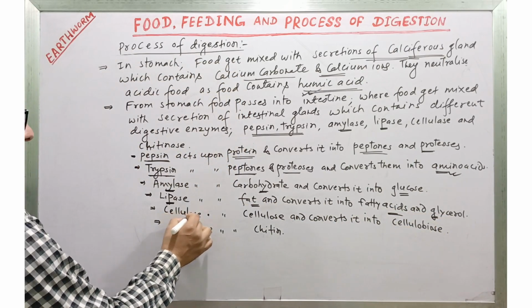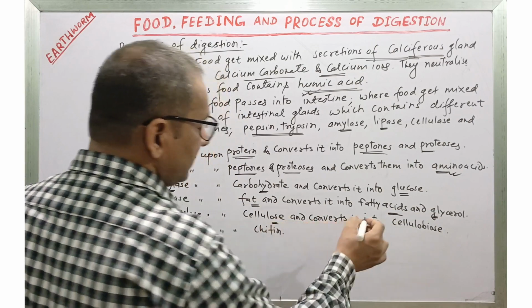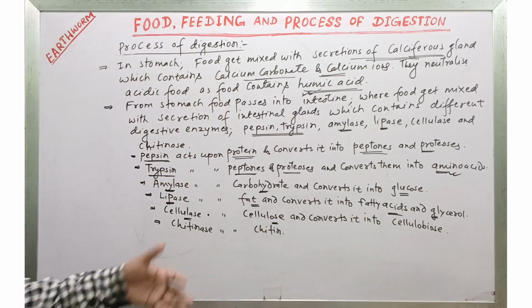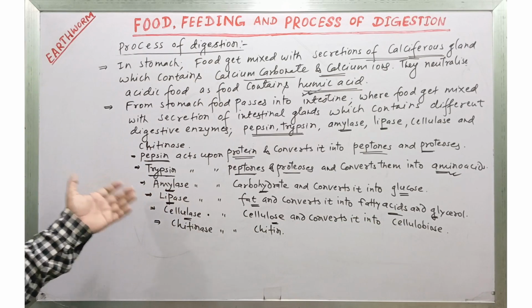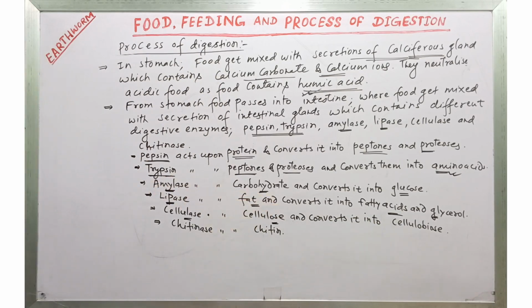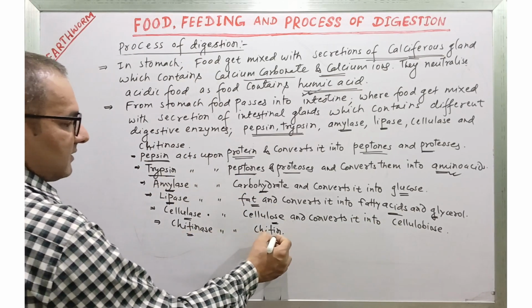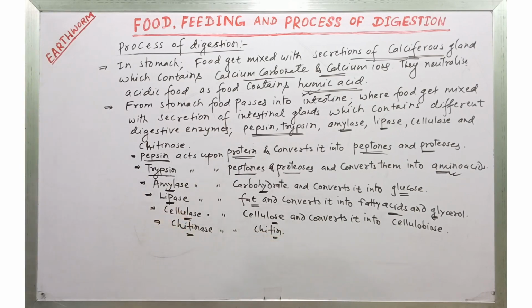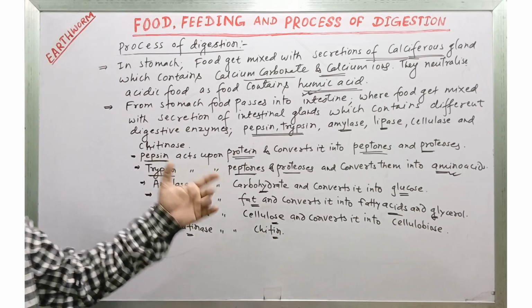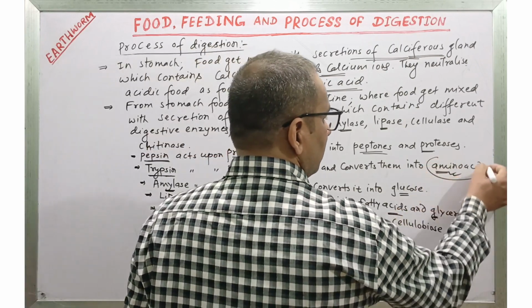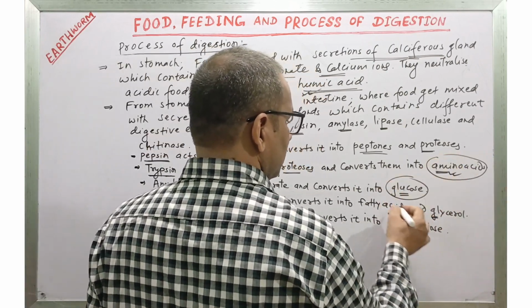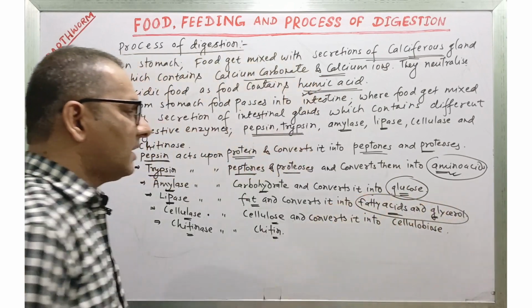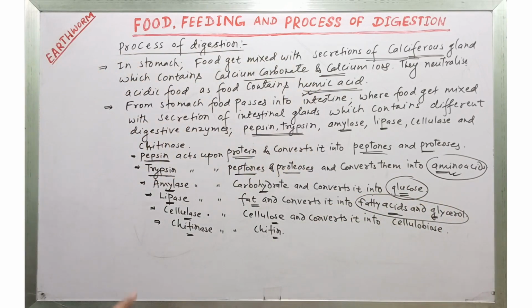In the same way, cellulase acts upon cellulose and converts it into cellobiose, which is further acted upon by amylase and changed into glucose. In the same way, chitinase acts upon chitin, which is present as the exoskeleton of some insects as well as in some fungi. So, these are the simple forms of food: the amino acids, glucose, fatty acids and glycerol. These simple forms of food are now absorbed by the inner lining of the intestine.